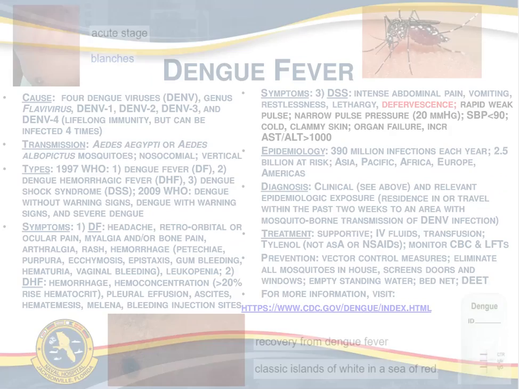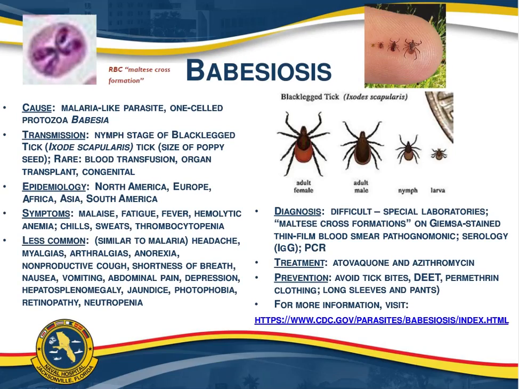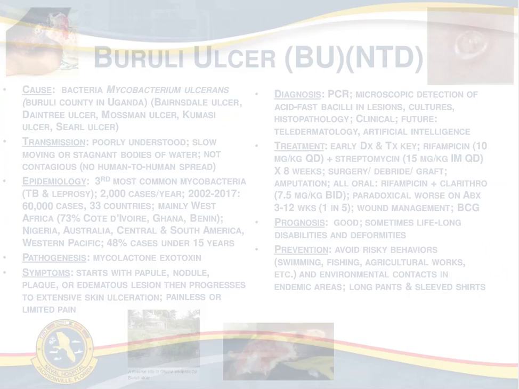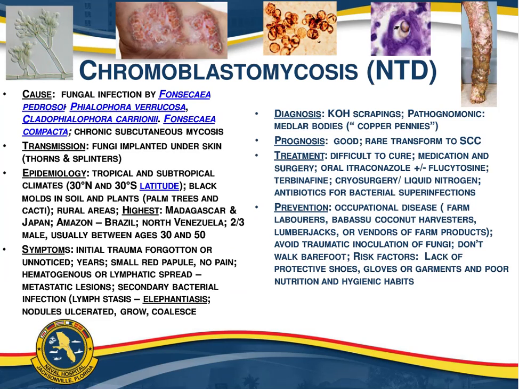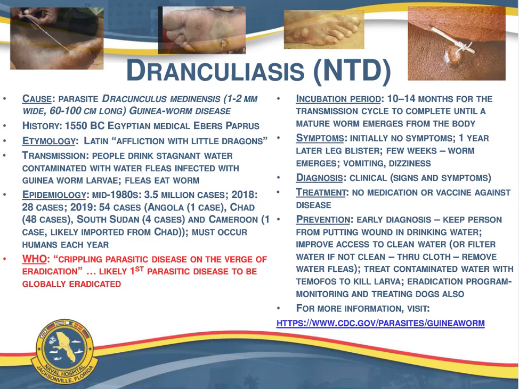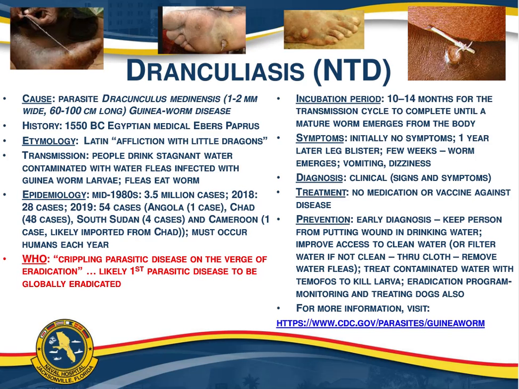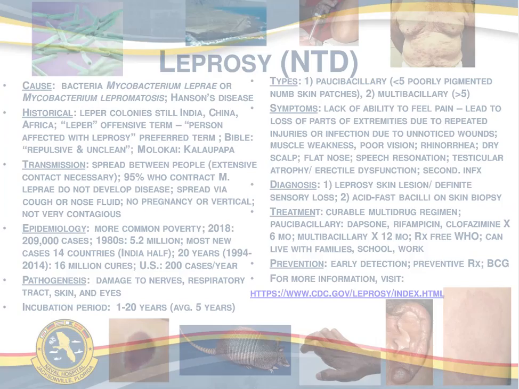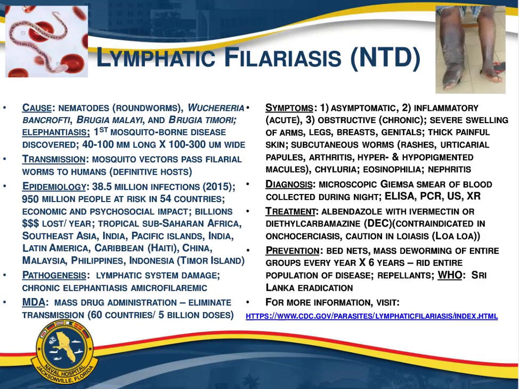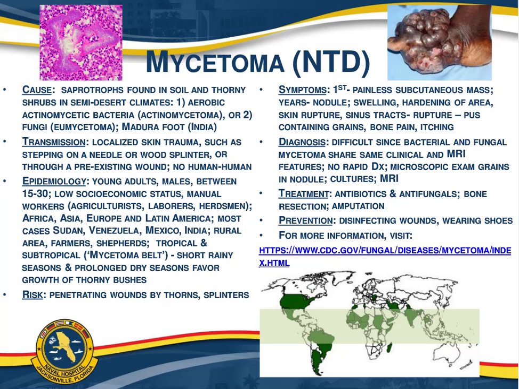So Zika virus is on my slide set. Dengue, babesiosis, West Nile virus, and Buruli is a neglected tropical disease. Chromoblastomycosis, and dracunculiasis. It sounds dangerous, but it's a worm, guinea worm disease. And fascioliasis, leprosy is interesting. It's not gone yet. And lymphatic filariasis, again, worms. There's a lot of worms that cause diseases. And mycetoma is a fungus, actually.